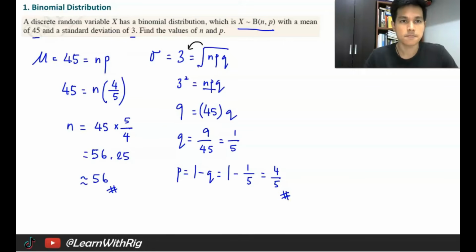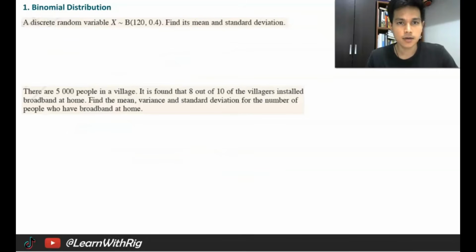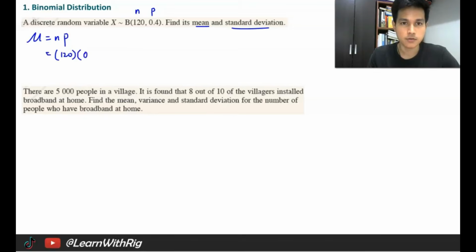Okay, next, a discrete random variable. So now, they gave you the binomial expression. So here is N, here is P. Find the mean and standard deviation. So the mean is what? NP. So N is 120, P is 0.4. So you just multiply, you get your answer, 48.